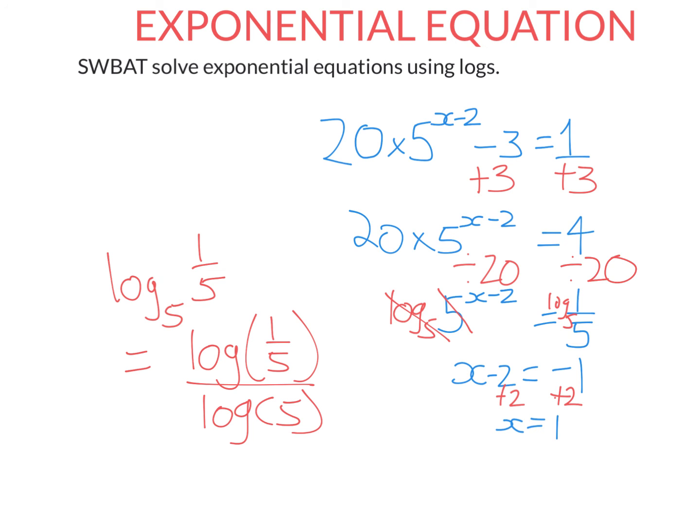So it's always a good idea to check your answer and see if it's right. So all I will do to check it is I'll put in my calculator 20 times 5 to the power of 1 minus 2, subtract 3. If I put that on my calculator, I do get an answer of 1, so I know that I'm right.